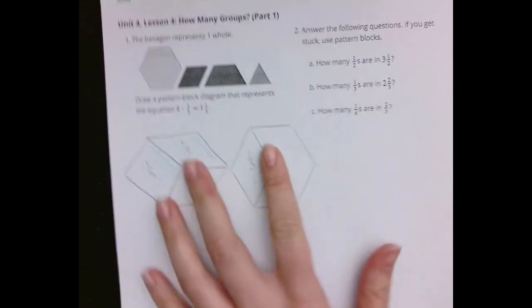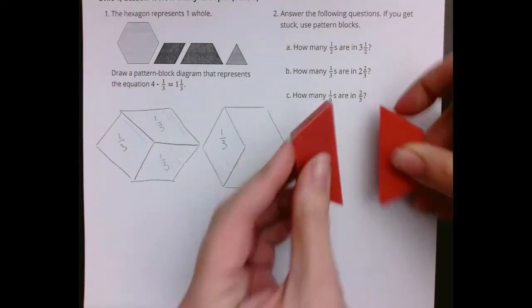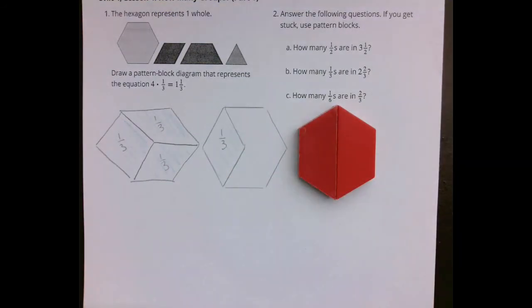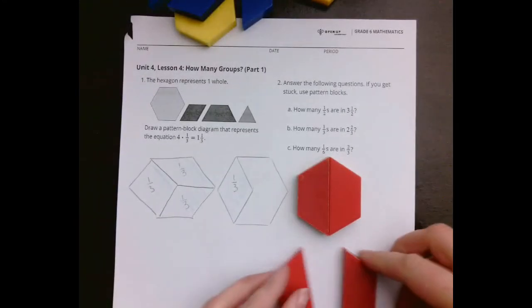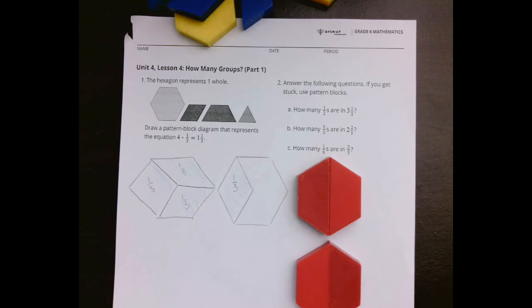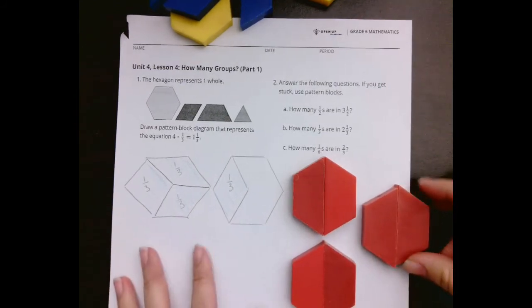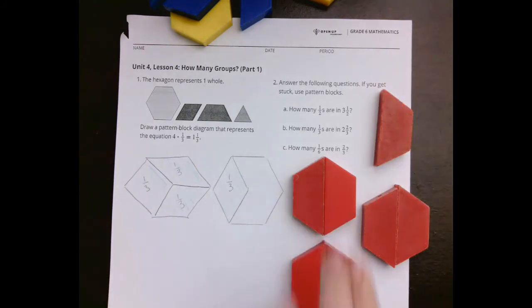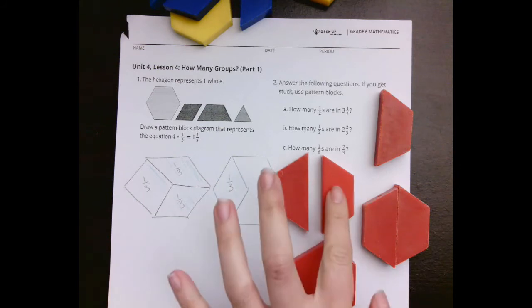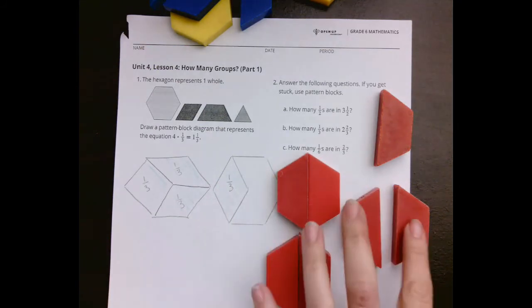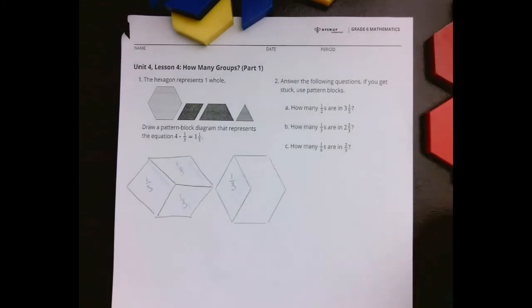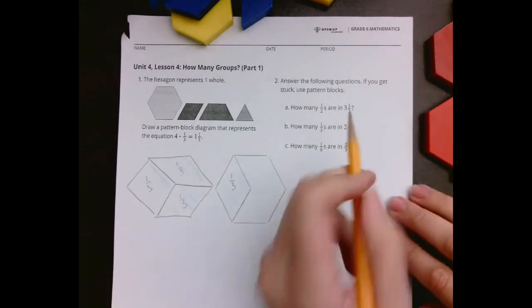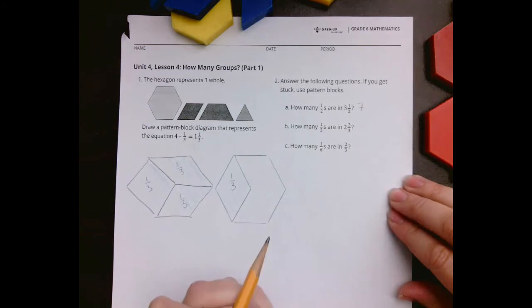We want to know here how many 1/2s are in 3 1/2. So I've got 1, 2 whole. I have 3 whole. And let's open another bag. A half. 1, 2, 3 1/2. So this is 1/2, 2 halves, 3 halves, 4 halves, 5, 6, and 7. So I can say then that there are 7 1/2s in 3 1/2.